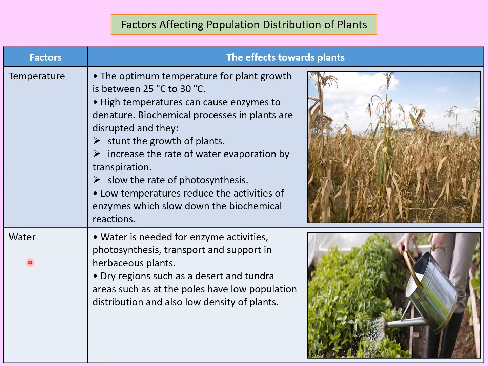Okay, we look at factor number 2, water. Water is needed for enzyme activity, photosynthesis, and transport, and also for support in herbaceous plants. Dry regions such as deserts and tundra areas have low population distribution and also low density of plants.